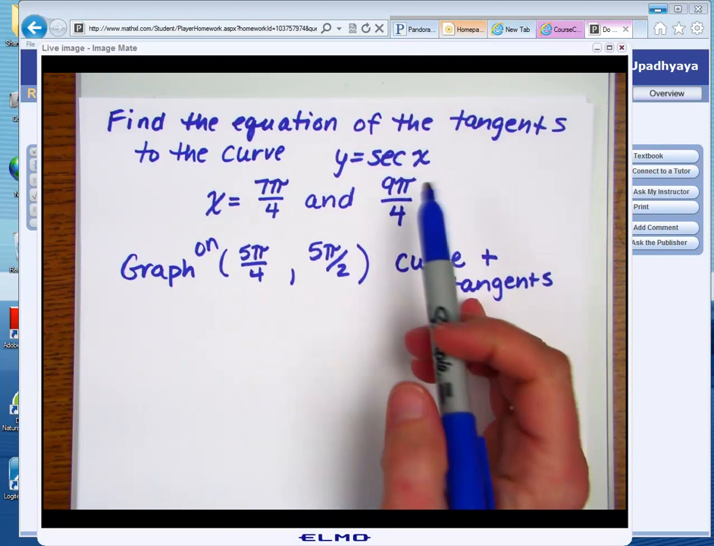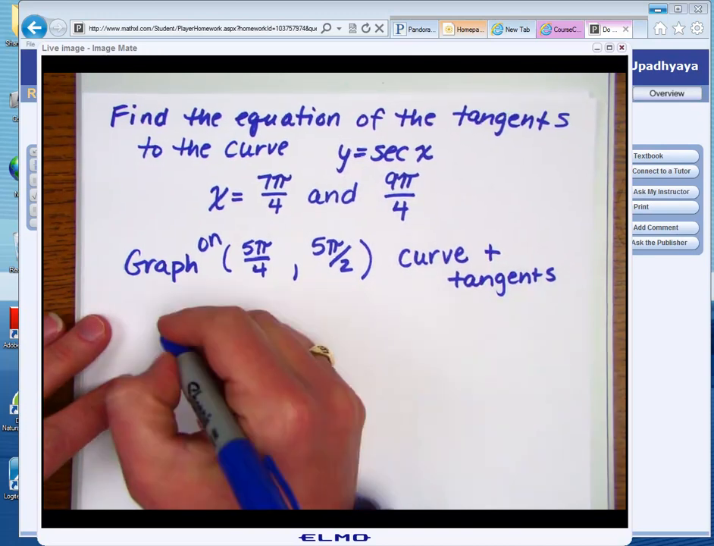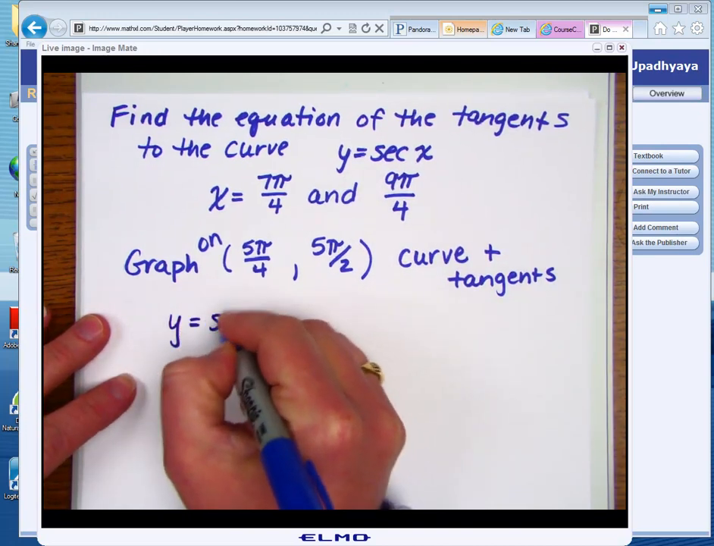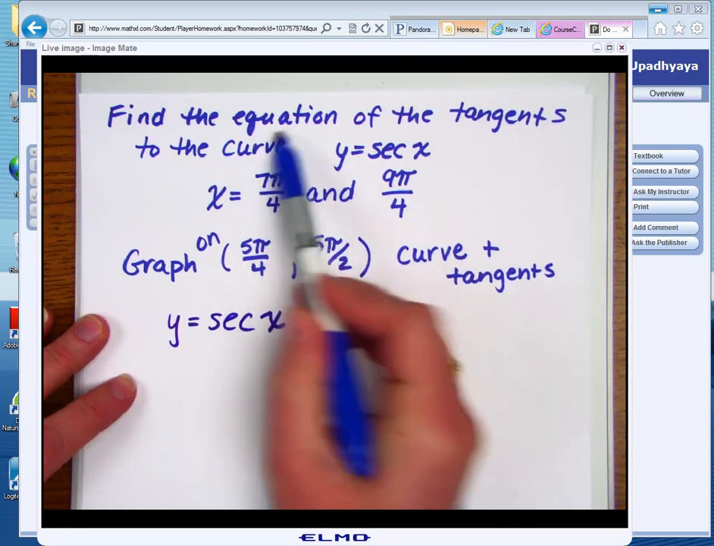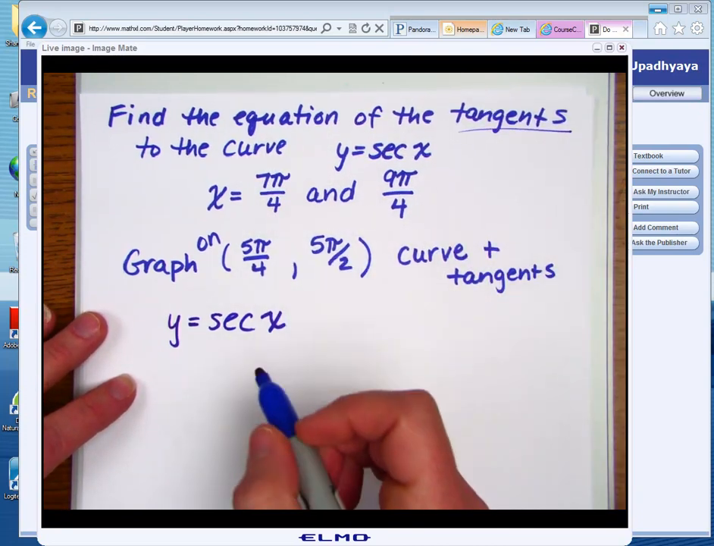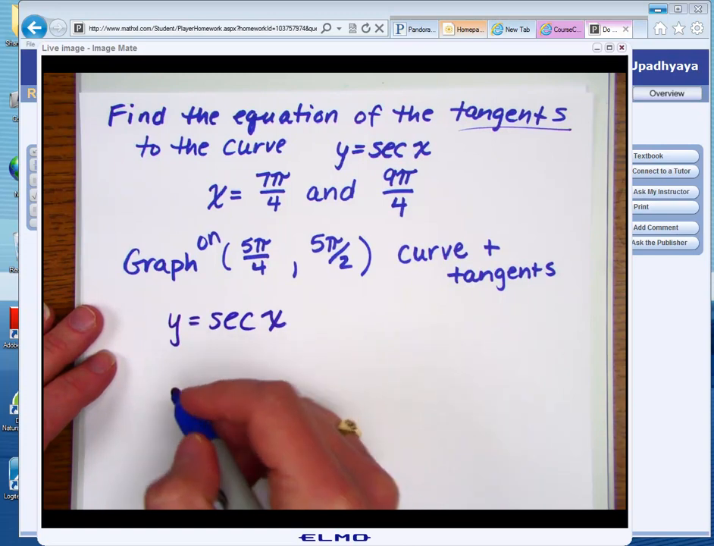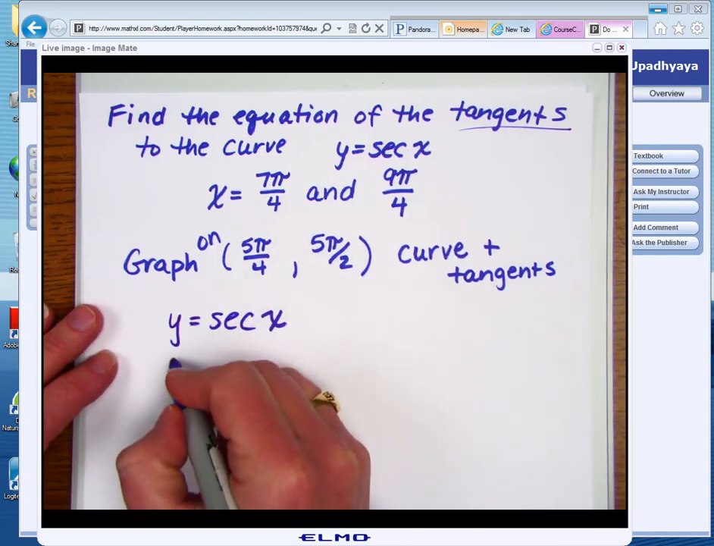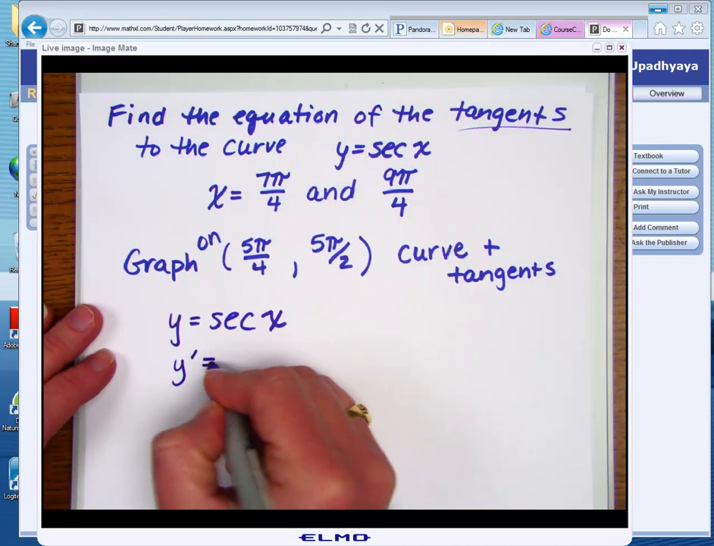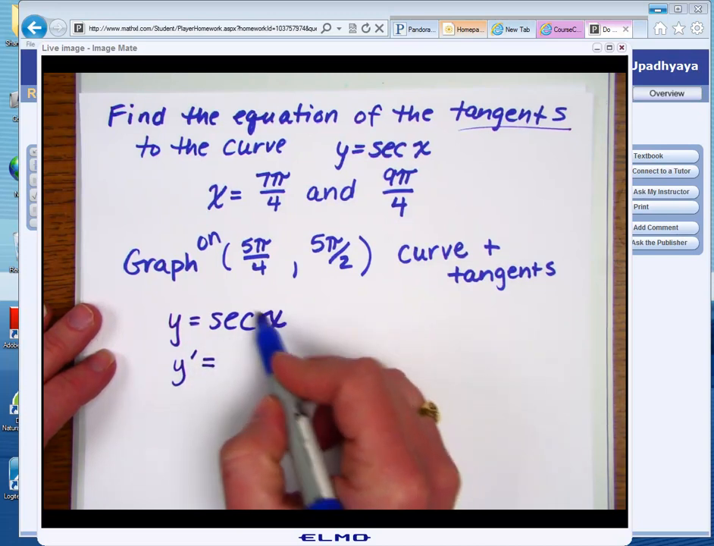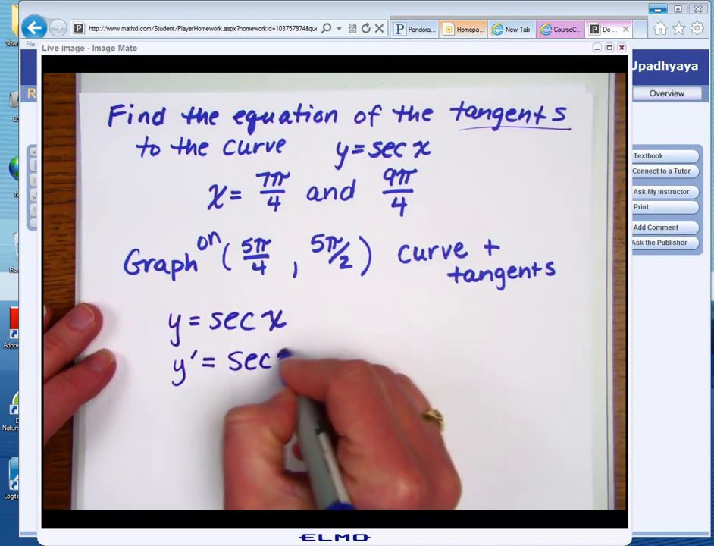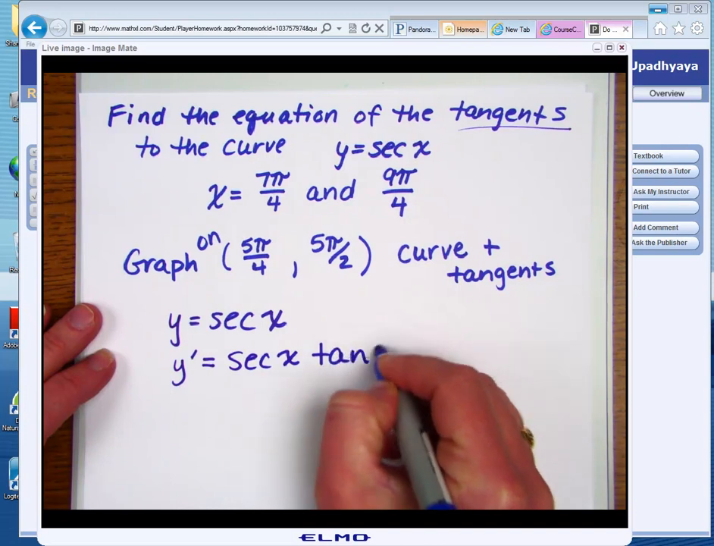Alright, so the first thing we have is y equals secant of x. In order to find a tangent, we take the derivative. That's just the definition of a derivative. It gives you the slope of the tangent line. So the first thing we're going to do is come up with our slope. y prime equals, the derivative of secant of x is just secant x tangent x.